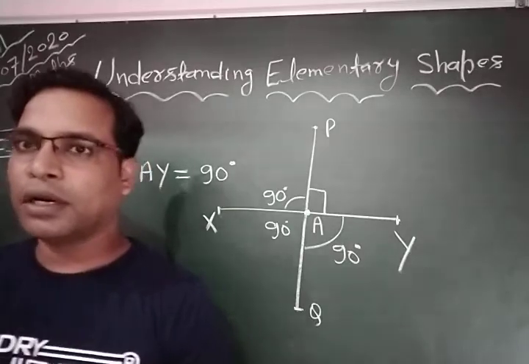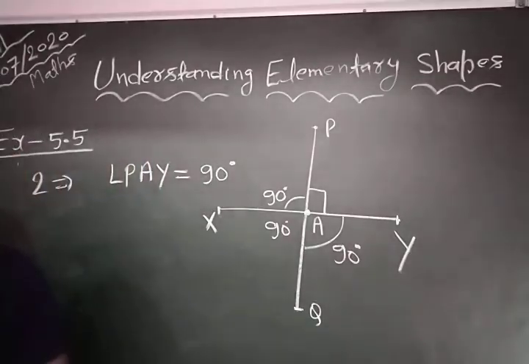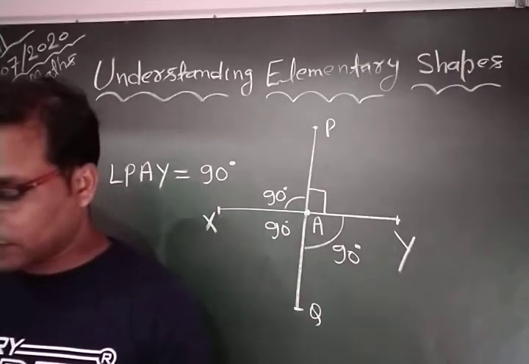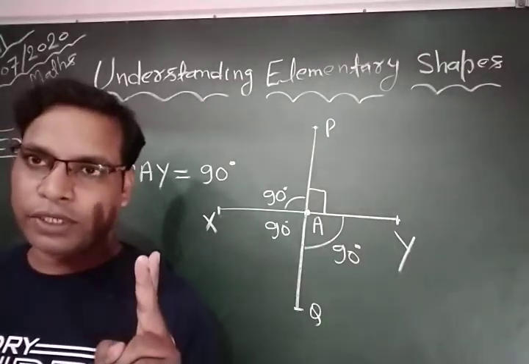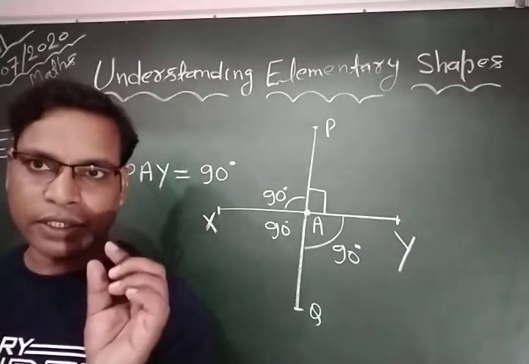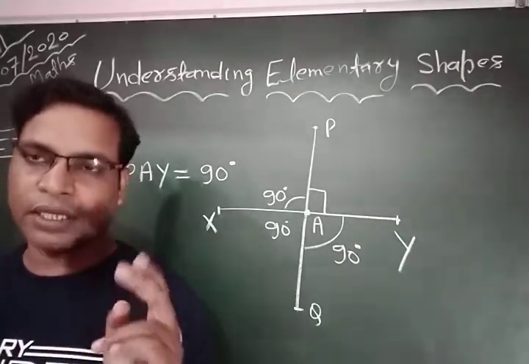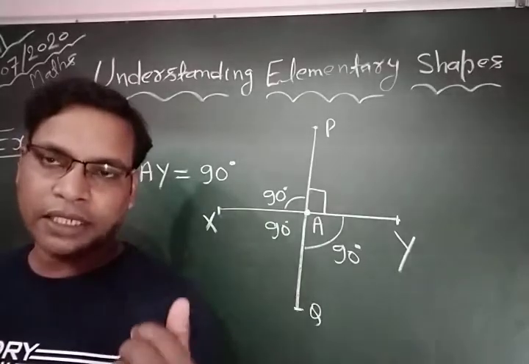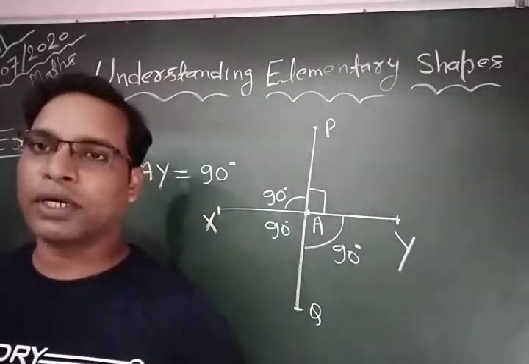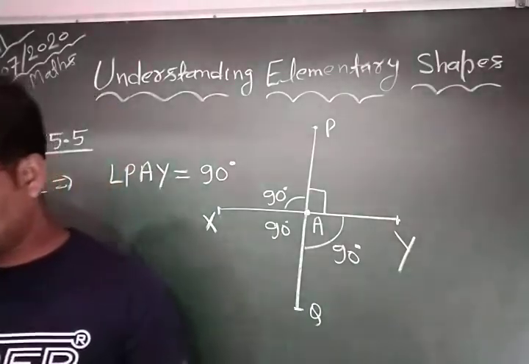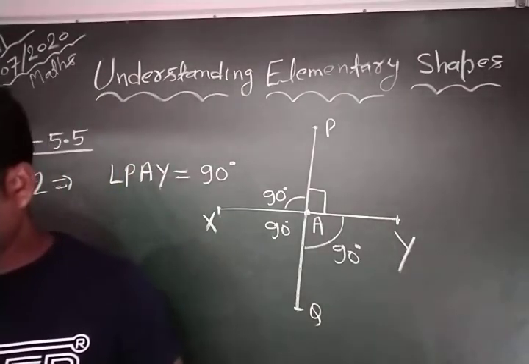Clear? Now, question number 3. There are two set squares in your geometry box. You can see two set squares; they are in the shape of triangles. Two instruments in your geometry box look like two triangles. You can call them set squares. Okay, clear.